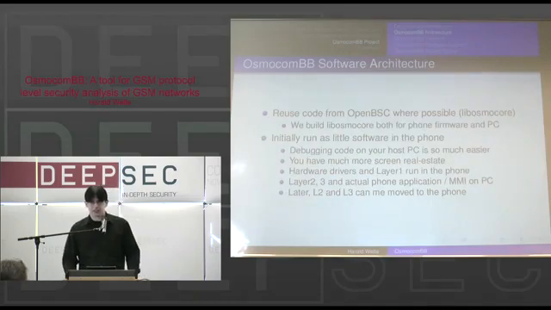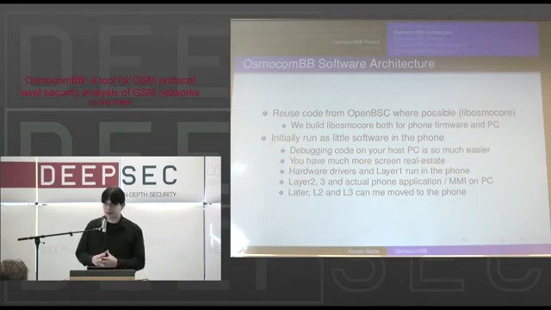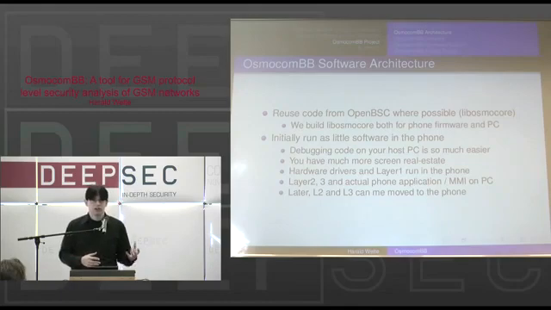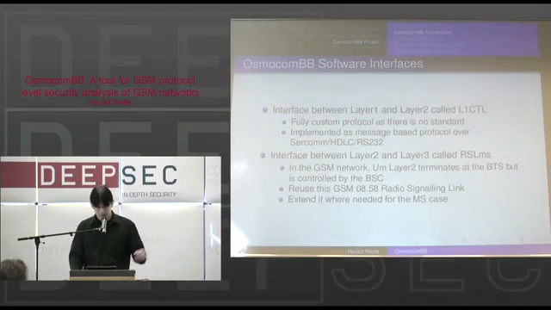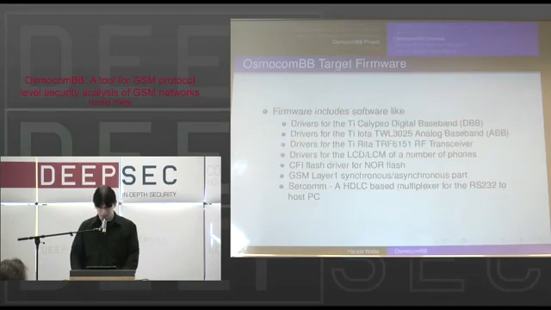The software architecture, well, we reuse existing code from OpenBSC whenever possible. We run as little software in the phone as needed, which means we only run the layer 1 in the phone, and we run layer 2 and layer 3 and all the application logic code inside the PC, and have an interface between them. Going to skip that interfaces slide. You can read up more if you're interested in that.